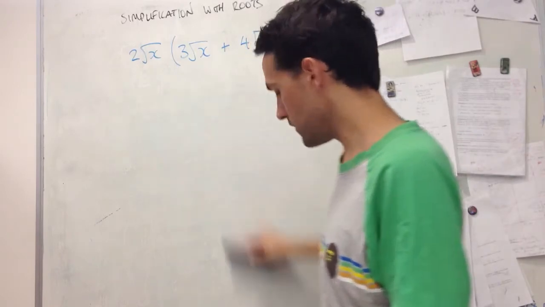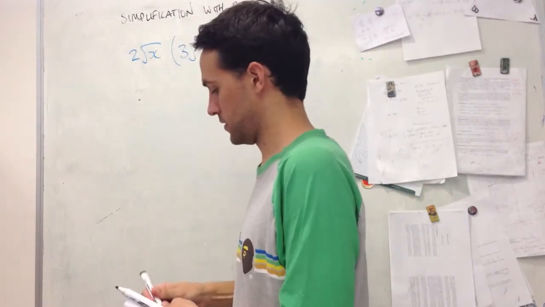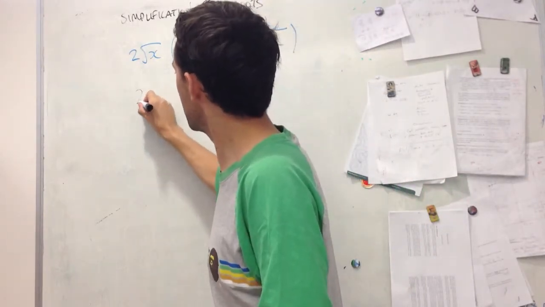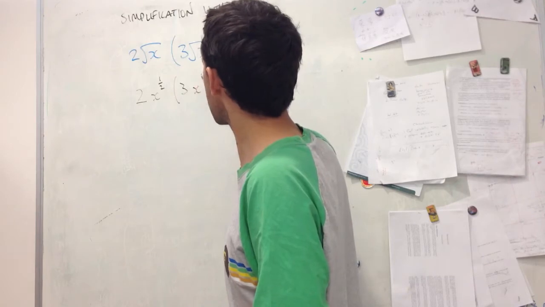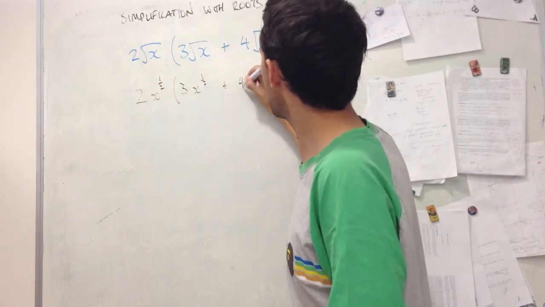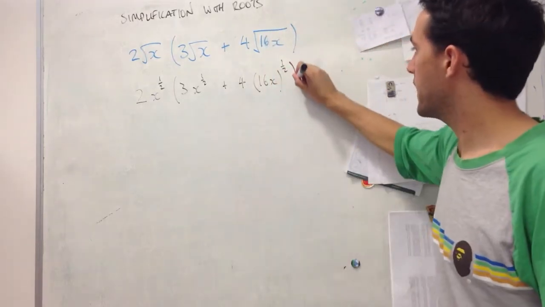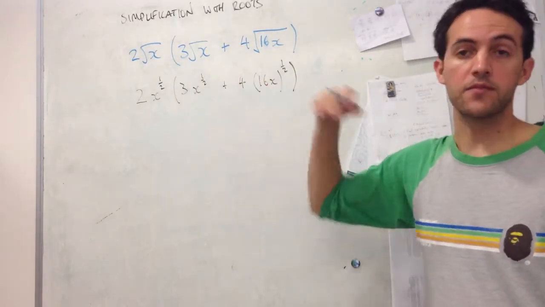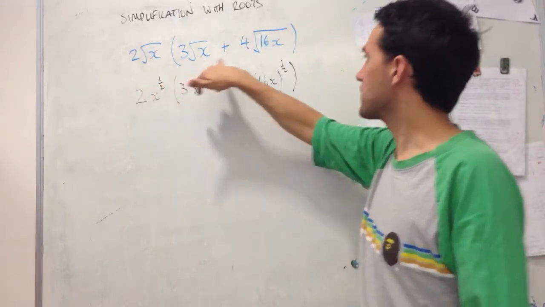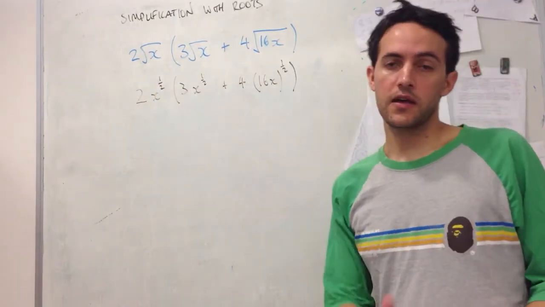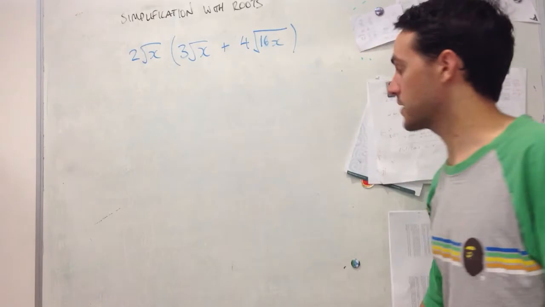So x to the half is written as this root x. So this equation here, actually we could rewrite it as 2 x to the half times 3 x to the half plus 4 outside of brackets 16x to the half, and deal with the equation just using all of our index laws, etc. But since we've got root x, and it's all in terms of powers of a half, we can also sometimes just work with them without doing that.